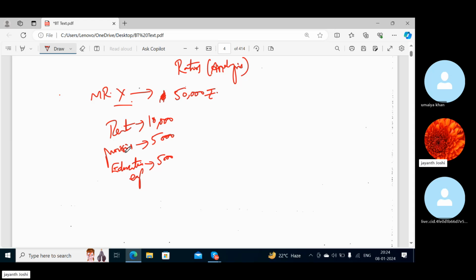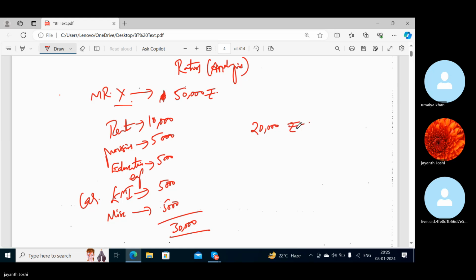Then Mr. X has a vehicle. For that he is paying 5,000 as easy monthly installment, EMI. So we can take it as car EMI. So 10 and then 20 and then 25,000 he is already spending, and then 5,000 for certain miscellaneous expenses. On weekends he goes for some recreation, visiting some hotels, etc. So all in all 30,000 is their committed expense, and he is left with 20,000 rupees every month.